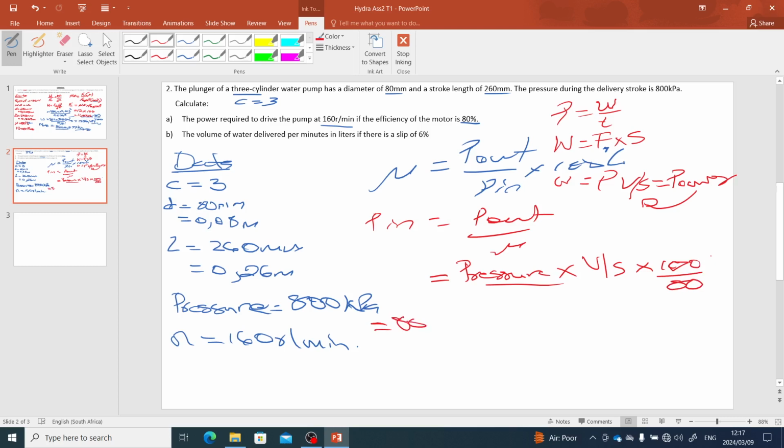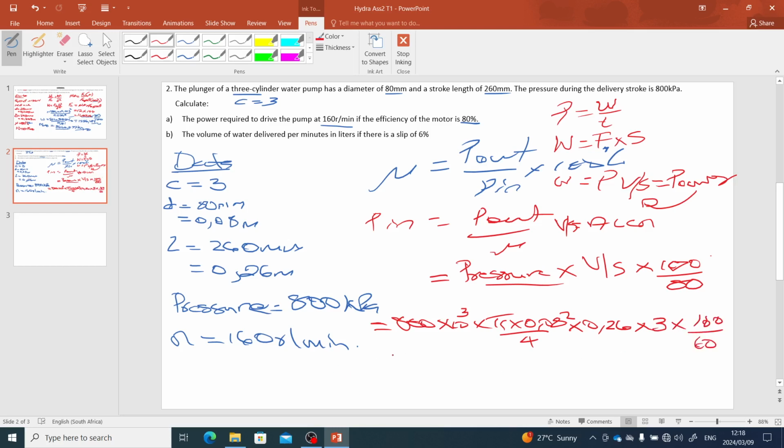Now, pressure is given as 800 times 10 to the power 3, multiplied by, remember, in calculating the volume, it is area, stroke length, number of cylinders, and if we are calculating volume per time, multiplied by rotational frequency. Now it will be pi multiplied by the small diameter 0.08 squared divided by 4, multiplied by L, 0.26, multiplied by C, it is 3, multiplied by 160 divided by 60.